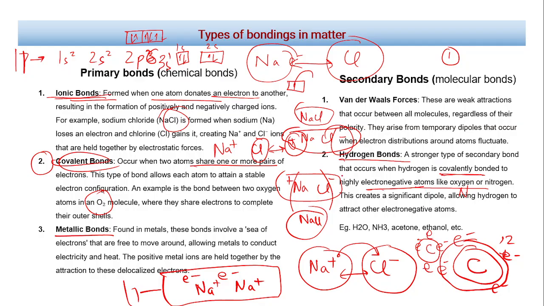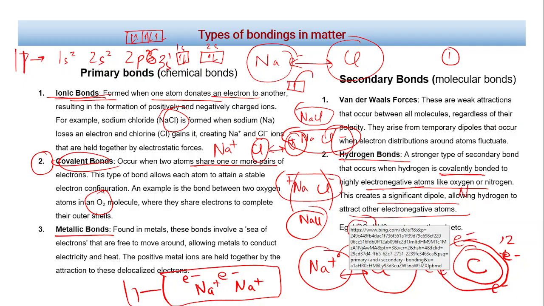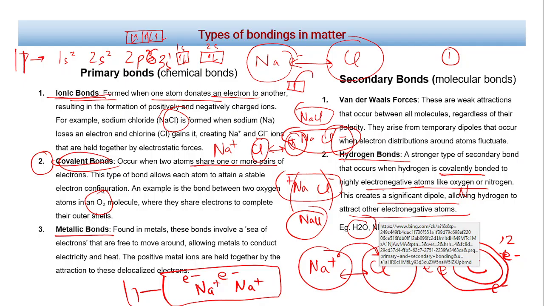So hydrogen has only one electron, and it can easily give it to oxygen or nitrogen to form this hydrogen bond. And this creates a significant dipole, allowing hydrogen to attract other electronegative atoms. Examples of hydrogen bonds: H2O, two hydrogens connecting with oxygen, right? Or NH3 or acetone, ethanol, these things. Okay, so this was all about types of bonding in matter.